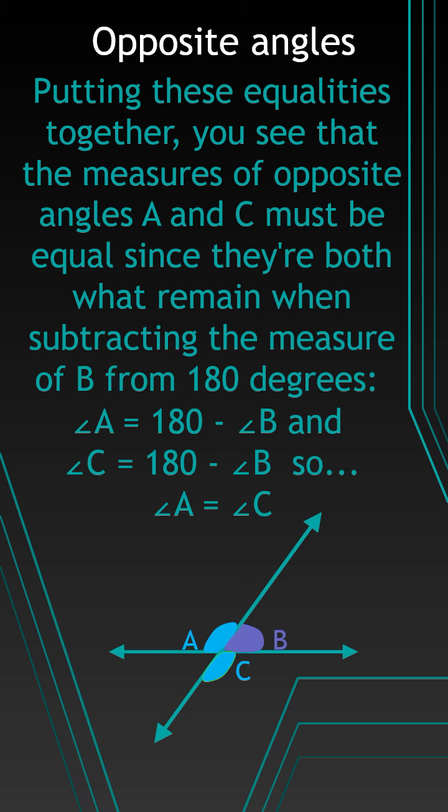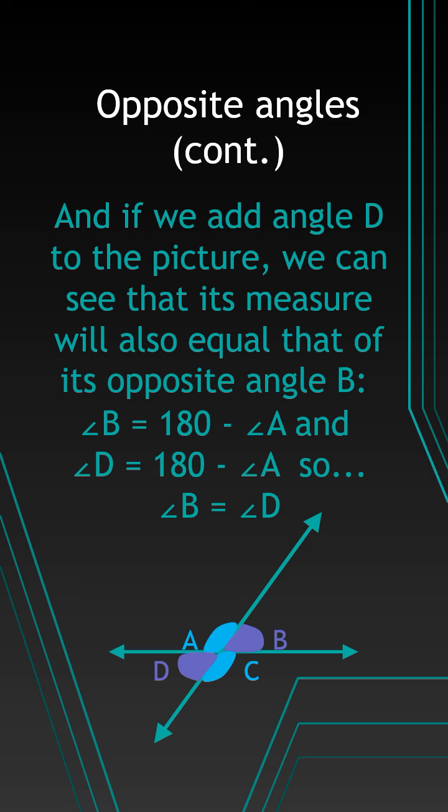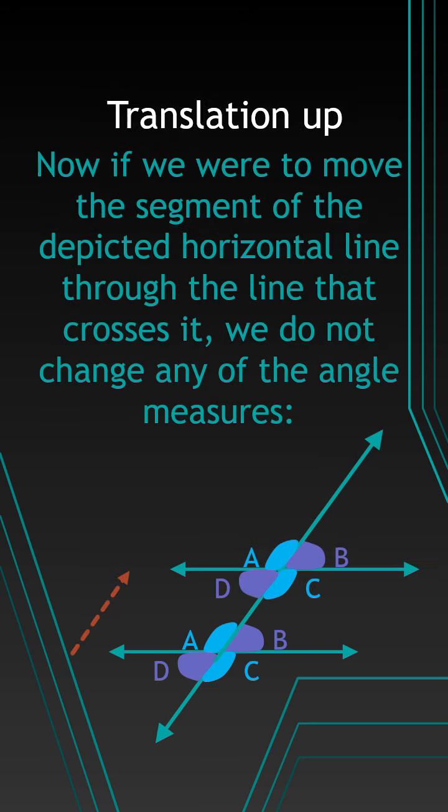So we have the measure of A equals 180 minus the measure of B, and the measure of C is equal to 180 minus the measure of B as well. So the measure of angle A is equal to the measure of angle C. And if we add angle D to the picture, we can see that its measure will also equal that of its opposite angle B.